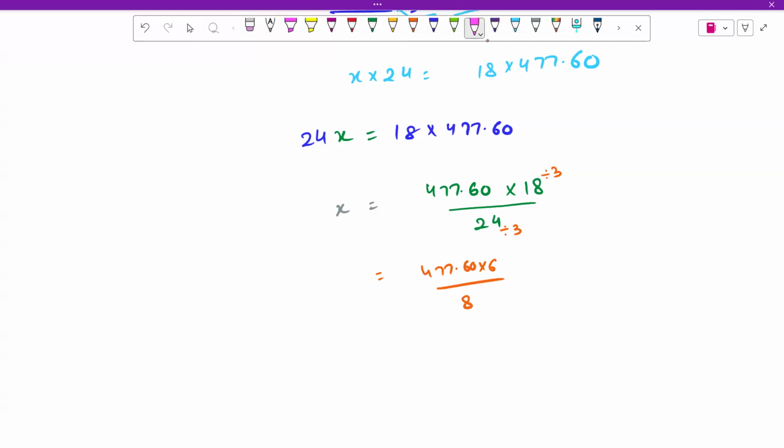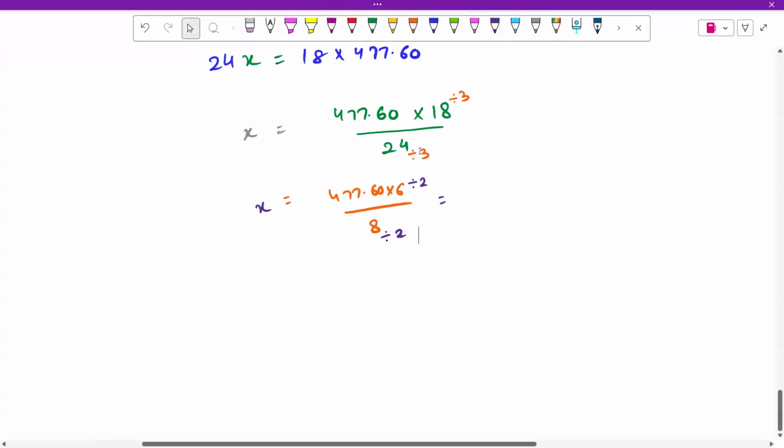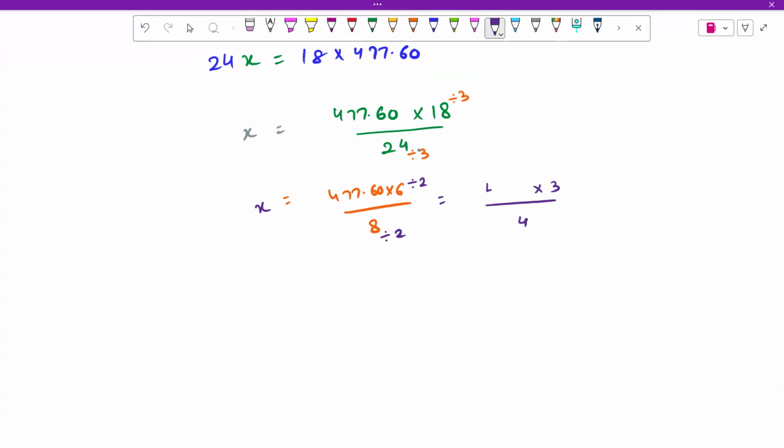Now, what do you think? Where can we divide this again? Divided by 2. This also divided by 2. What do we get? We get 3 over 4, and this is 477.60. Right? Now, again, see, this is 3 and this is 4. Can they be divided further?